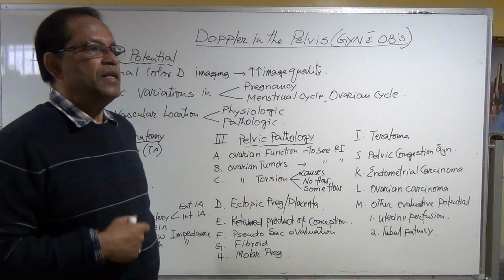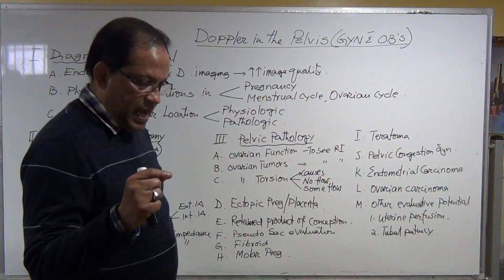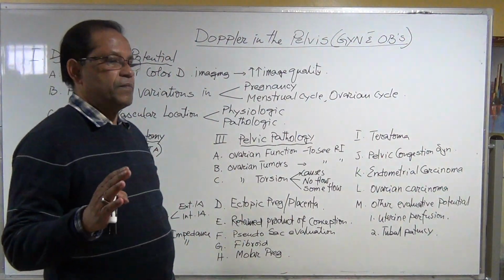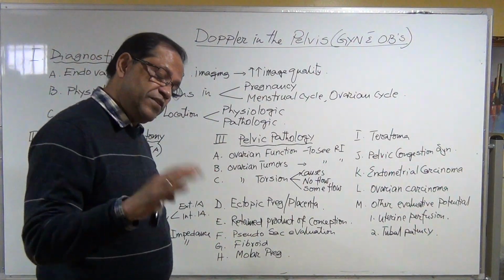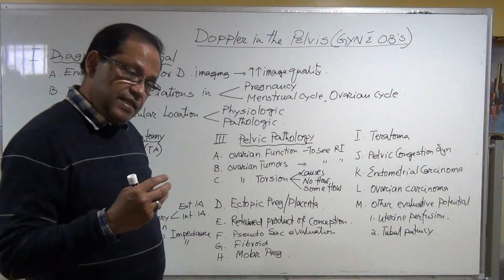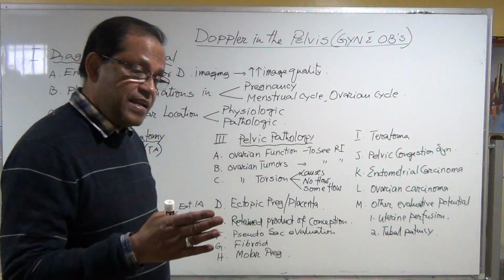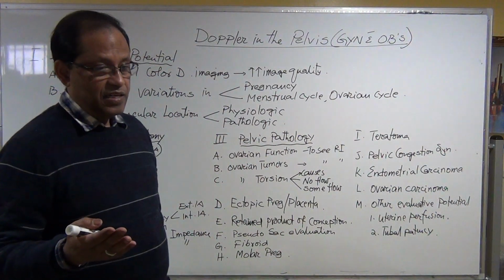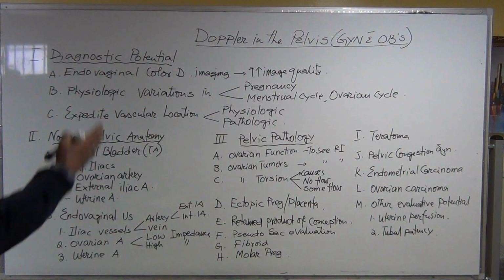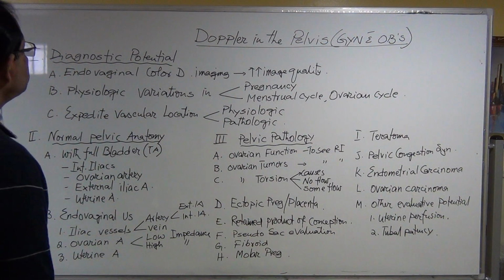Number two, we can figure out whether there is a flow and which is the direction of the flow, which way the flow is going. Is it a high velocity flow or low velocity flow? Is it a laminar flow or turbulent flow? Is it an artery or a vein? So many things we can figure out by applying the Doppler during the ultrasonography.